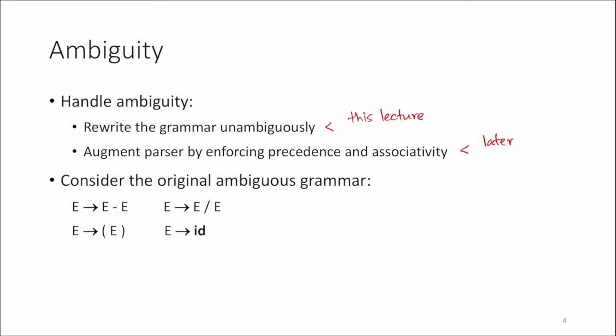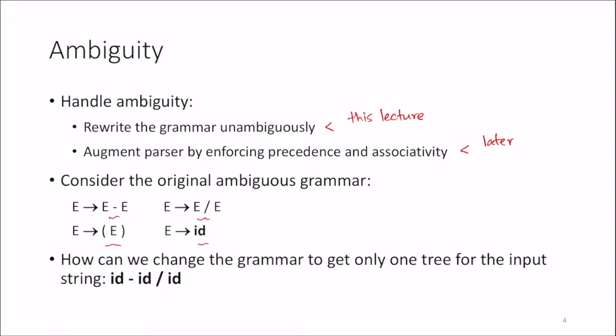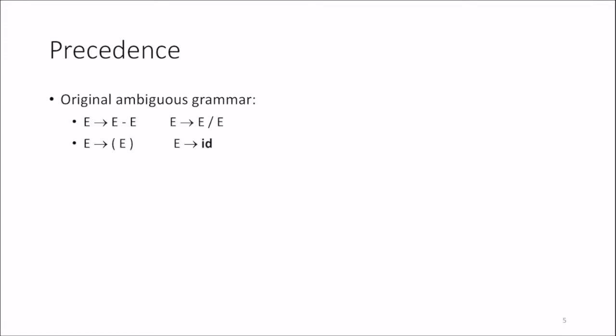So let's consider the original ambiguous grammar. It's the same grammar we saw before. You have subtraction, you have division, parentheses, and identifier. It has 4 rules. How do we change this grammar to get the one tree, a preferred tree for the same input string we saw before, which is id minus id divided by id? So we're just focusing on this one string as an example. So what we want is to somehow impose precedence that division should happen before subtraction. So if I have this original ambiguous grammar, I want to push the division to be lower down in the tree as we saw before.